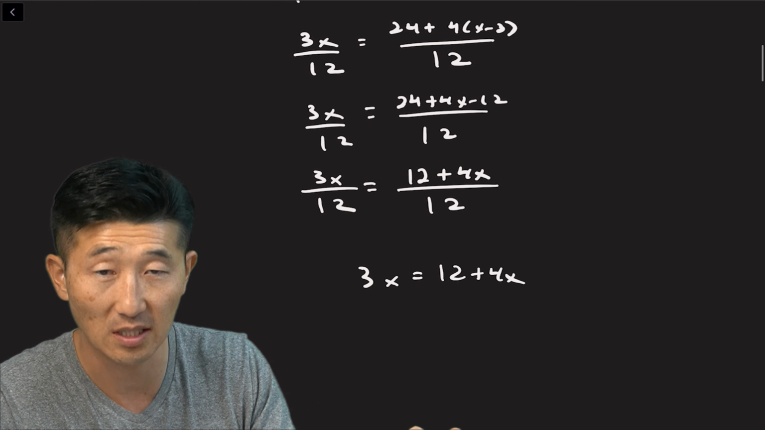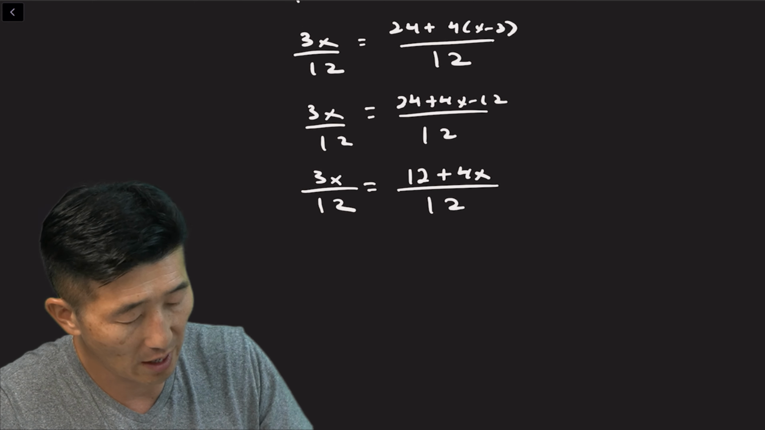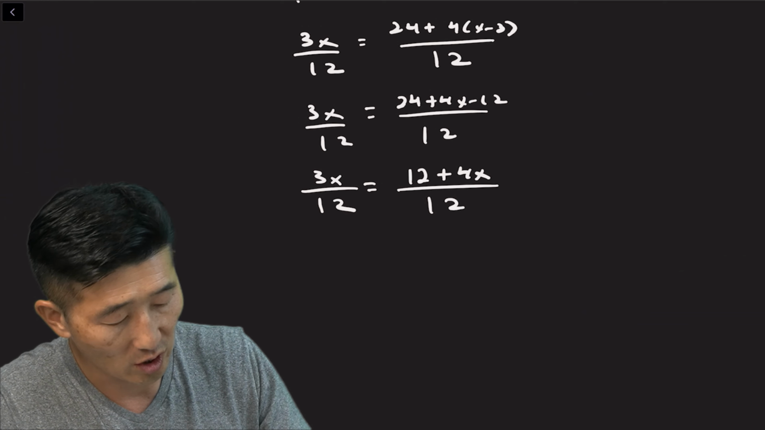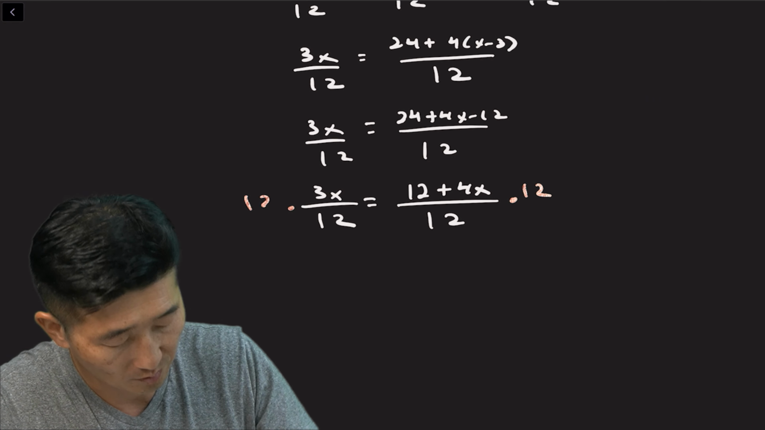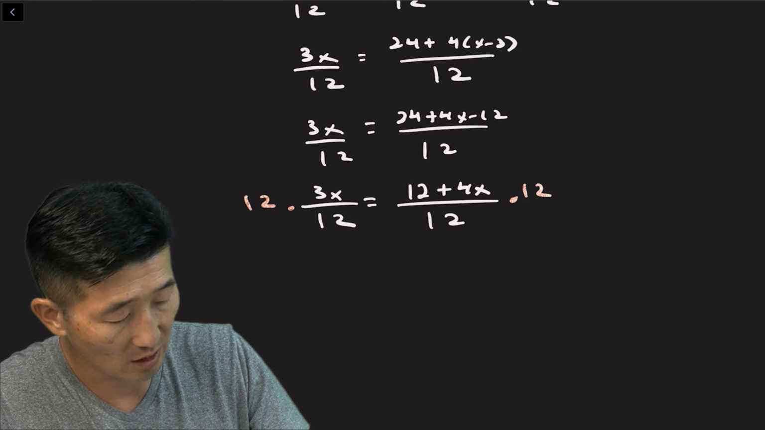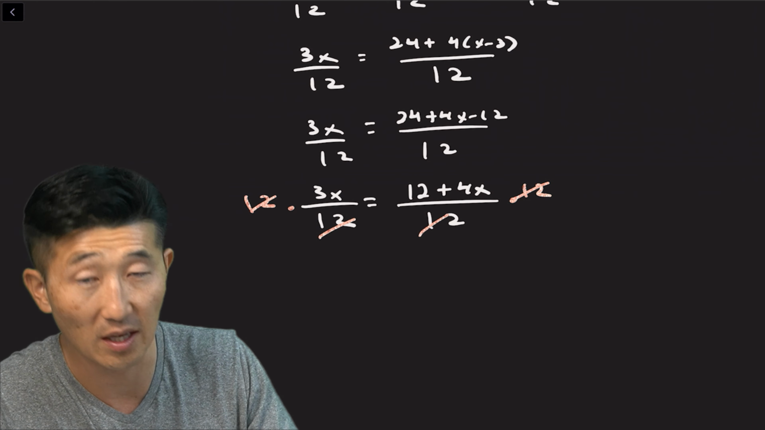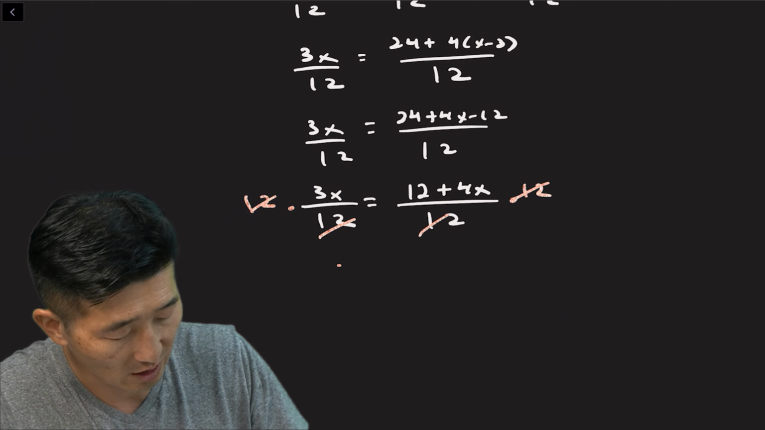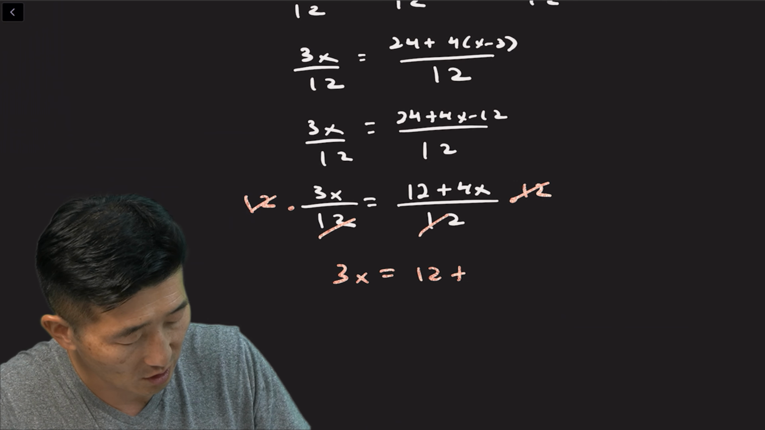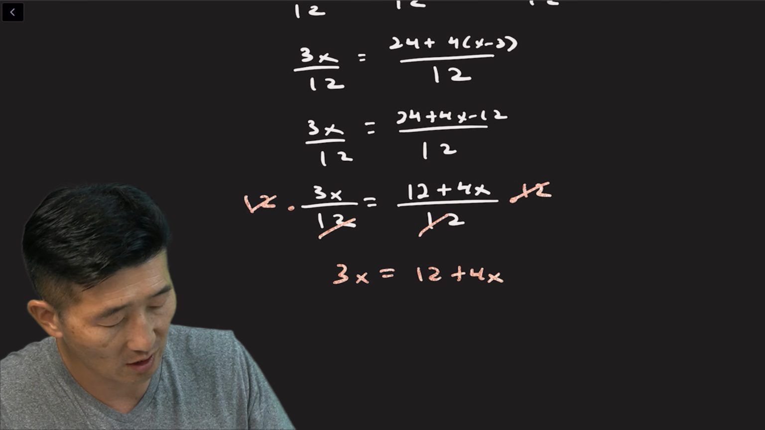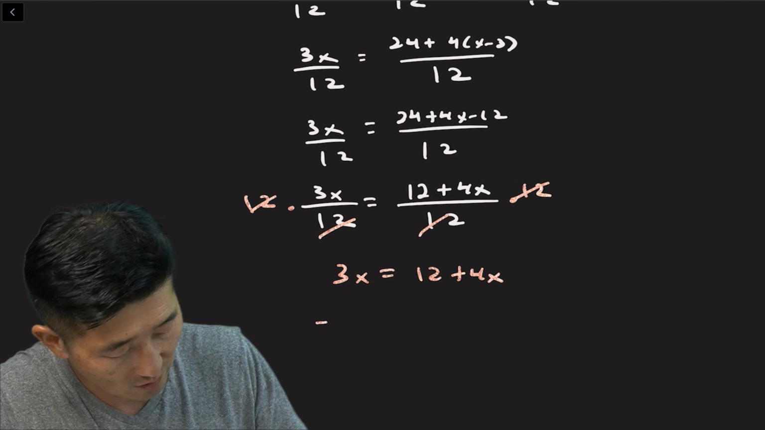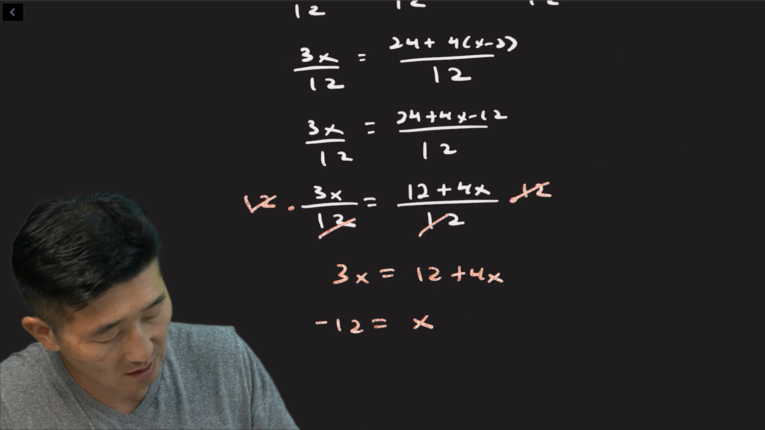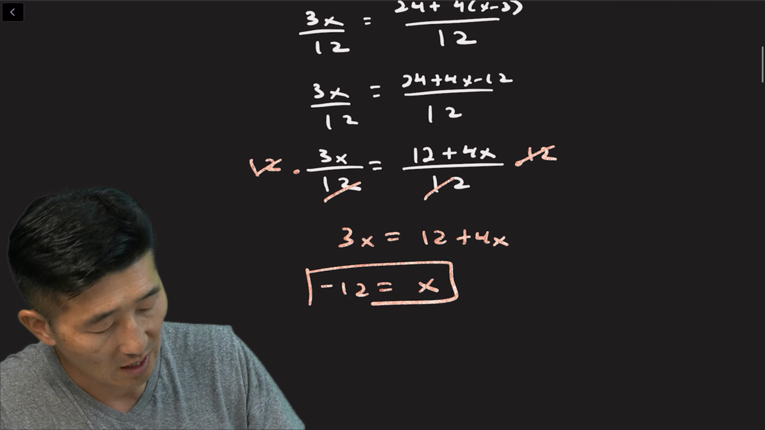Now, if that doesn't make sense, then let's take a step back and try this. We're going to multiply both sides by 12 to get rid of the denominator. Okay? And cancel, cancel, cancel, cancel, and then you're left with, again, 3x equals 12 plus 4x, and you keep solving. You subtract 3x to the right side, bring the 12 to the left, you'll have negative 12 equals x, and that is your final answer.